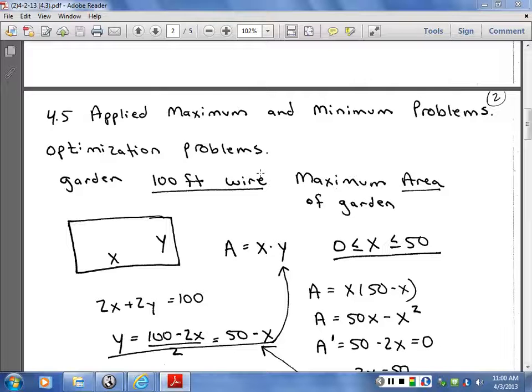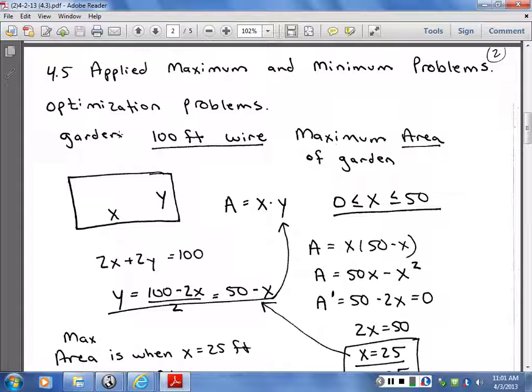So we started with looking at optimization problems. We want to optimize or minimize surface area, volume, cost, revenue, all these different things we can maximize and minimize. I can maximize the volume with minimize the surface area type problems. In this case, we did a garden problem where we had 100 feet of wire and we wanted to find the maximum area. And some of us, I don't know if this class, you guys made the assumption or eventually thought the maximum area is going to be when you have a square.